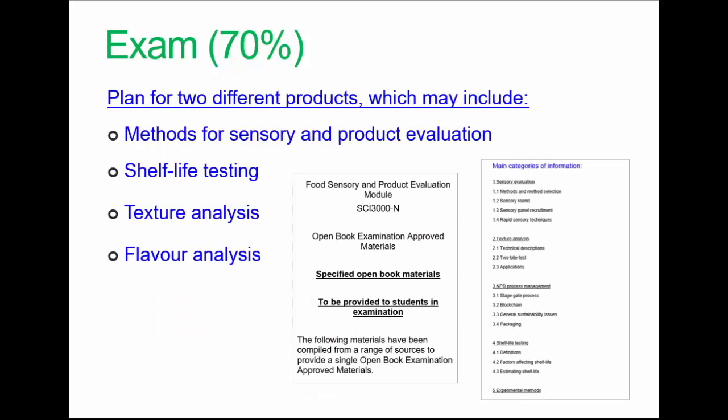So that's the broad headlines of the exam. There'll be a number of products, and you'll be asked to develop a range of different things based on the information you have. Methods for sensory, shelf life testing, texture analysis, or flavour analysis. All going to be workshopped throughout. We'll provide you with a copy of last year's exam and some of the material from the open book resource, but not all of it because you'll be expected to develop your own.